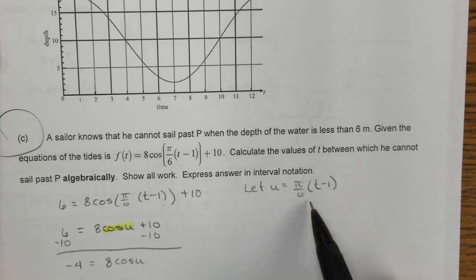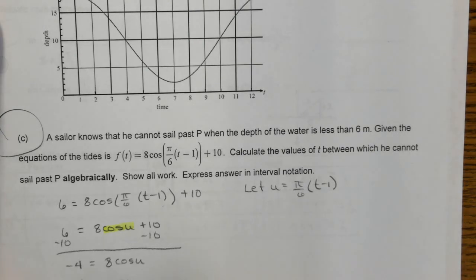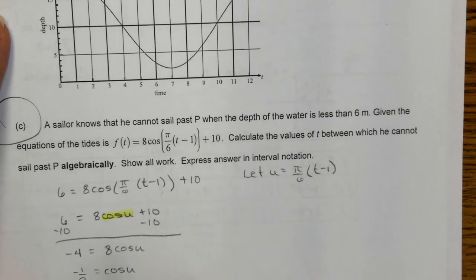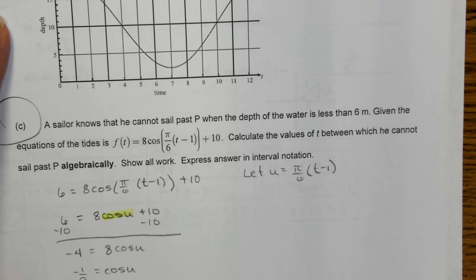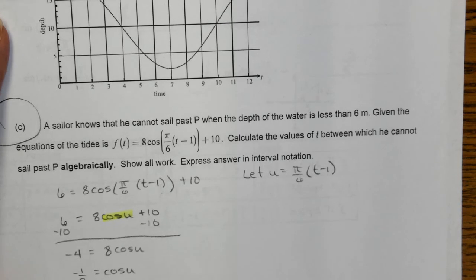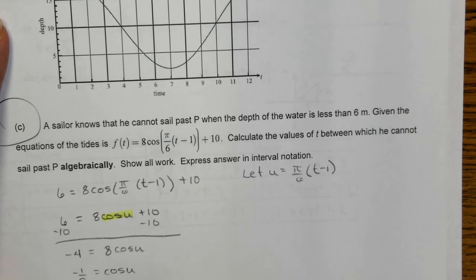But now I'm going to go ahead and substitute my pi over 6 times (t minus 1) back into this equation. And I'm going to get pi over 6 times (t minus 1) is equal to 2 pi over 3. So I'm going to multiply both sides by 6 over pi first. I'm not going to distribute that 6 over pi through.